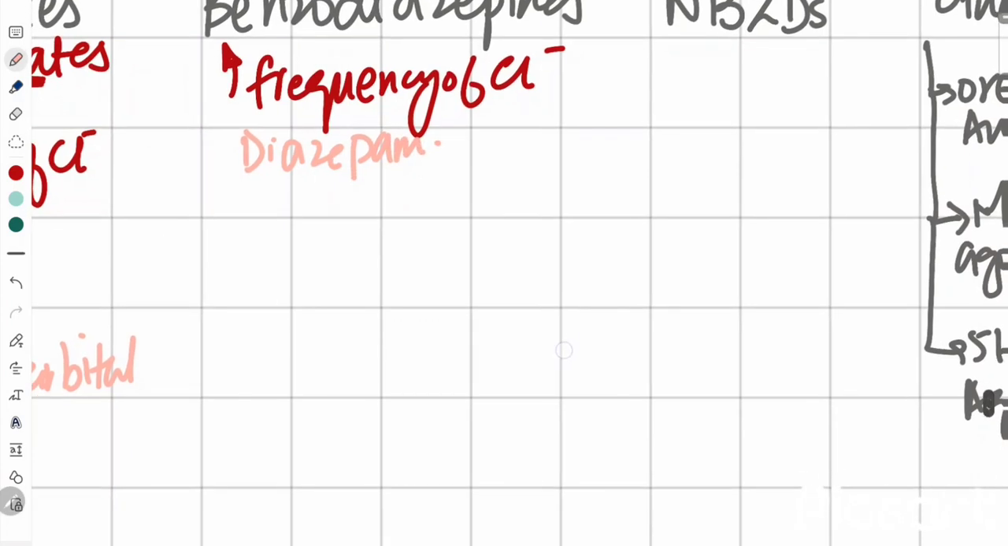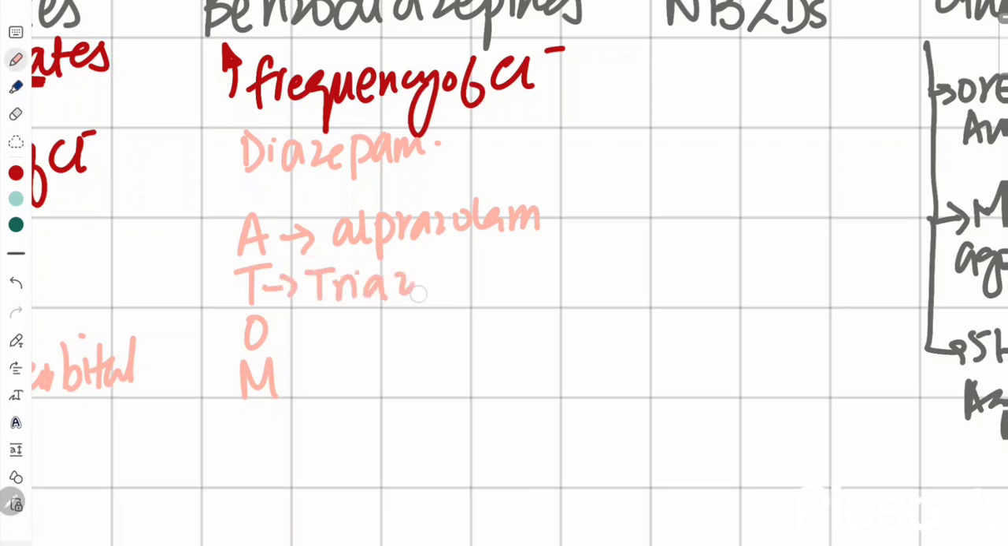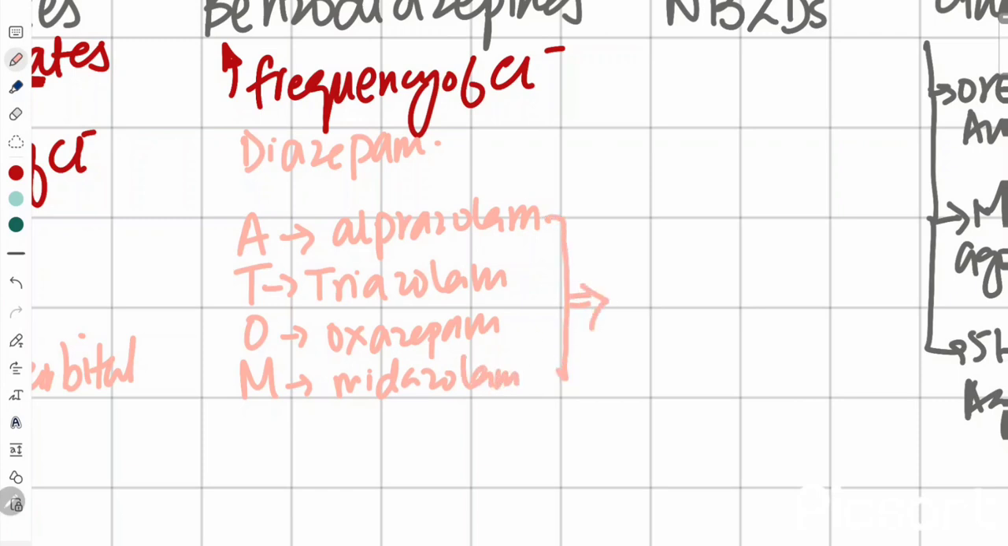And then there is a mnemonic called ATOM. So A for alprazolam, D for triazolam, O for oxazepam, and M for midazolam. My dear, these all are what? They are short acting. So you need to remember it like that.